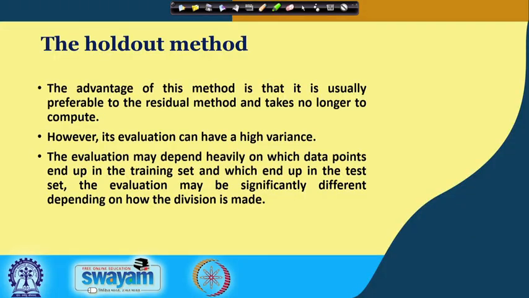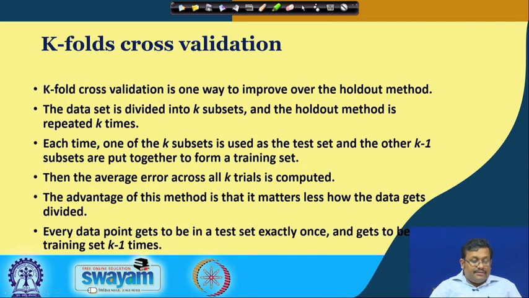The next method is called the holdout method. I am sorry, this is the previous method, the holdout method; we have not gone to our next method. The advantage of this method is that it is usually preferable to the residual method and takes no longer to compute. However, its evaluation can have a high variance, and the evaluation may depend heavily on which data points end up in the training data set and which end up in the test set, and the evaluation may be significantly different depending on how the division is made. So, it is very important.